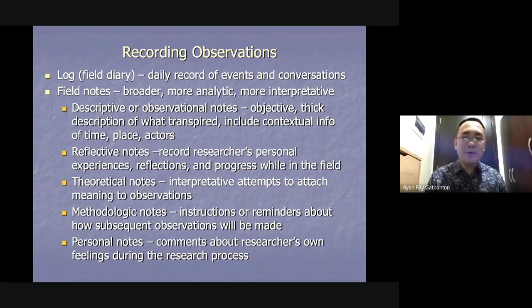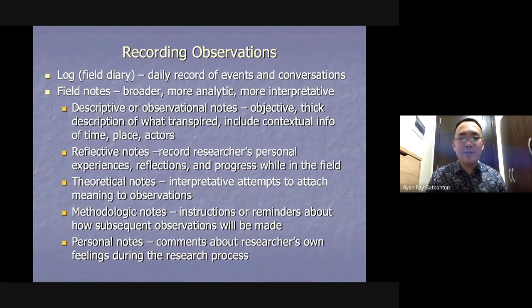that have participated in your conversation or interaction. Another type of note is your reflective note, or a record of your personal experience, your personal reflection and progress while in the field. So if it involves some of your reflections, some of your opinions, then that's a reflective note. Another type of note is your theoretical note, which is an interpretation and attaching meanings to your observation. While methodologic notes refer to instructions or reminders about how subsequent observations will be made in the future. If you make notes on how you will observe a certain person in the future, that's a methodologic note.